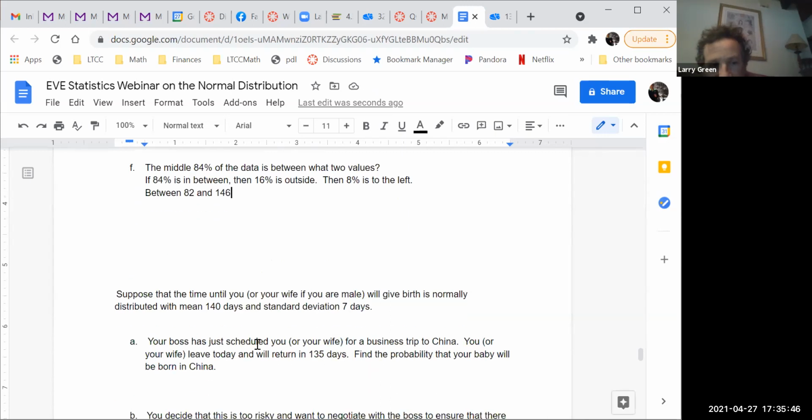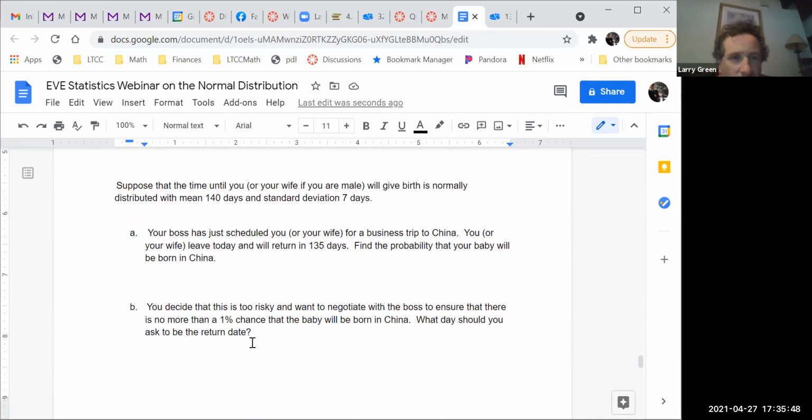Okay, now for an application. Suppose that the time until you or your wife, if you're male, will give birth is normally distributed with mean 140 days and standard deviation 7 days.